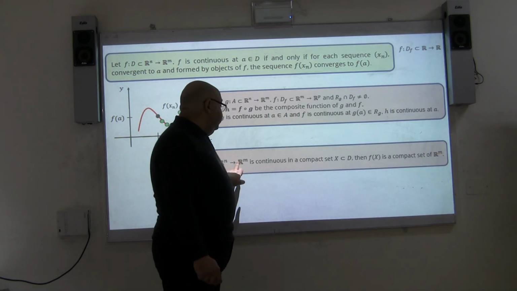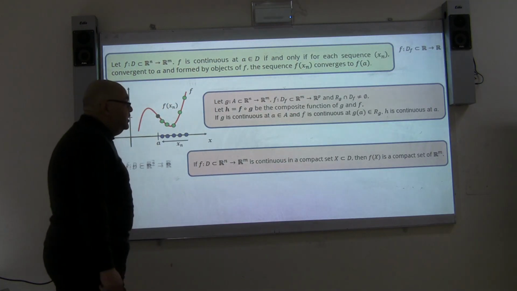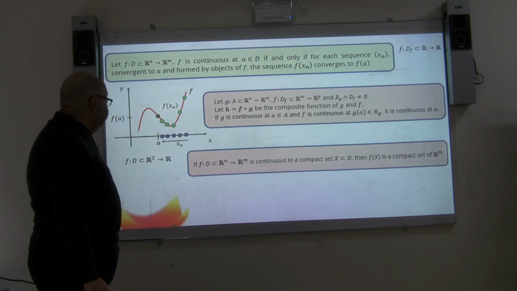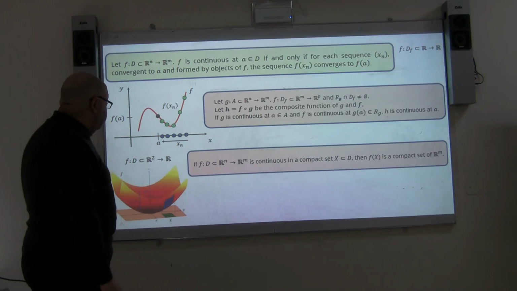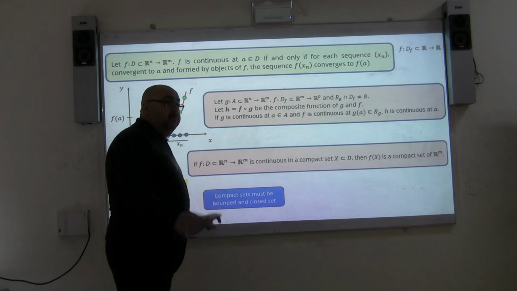So if f from Rⁿ into Rᵐ is continuous on a compact set X, then f(X) is also a compact set of Rᵐ. If you see this function, this is from R² into R, a compact set. What's the meaning of compactness?